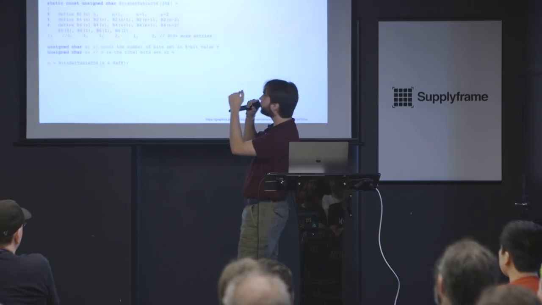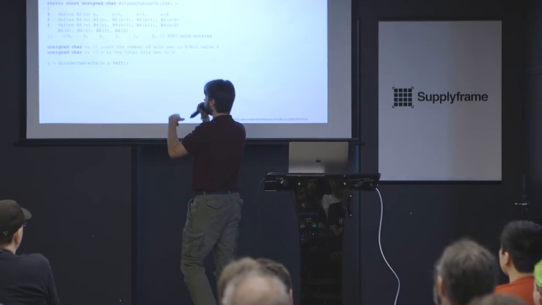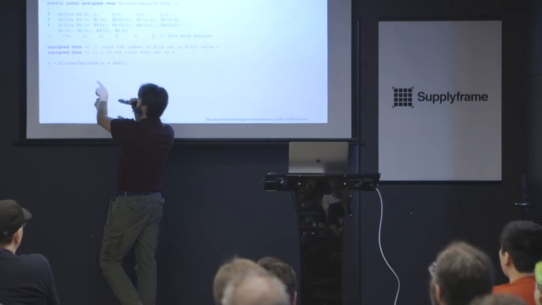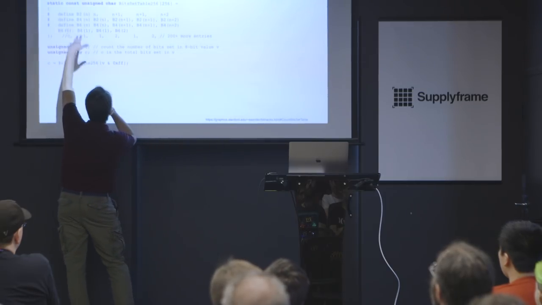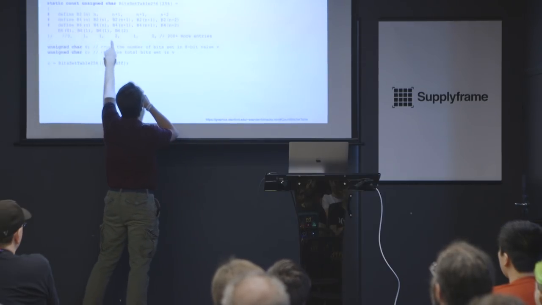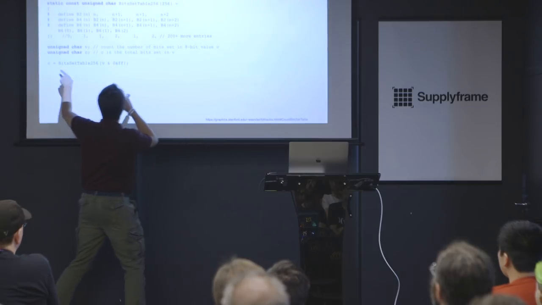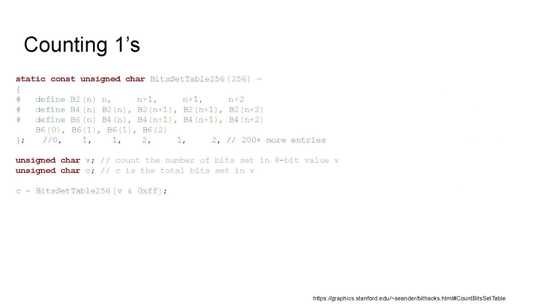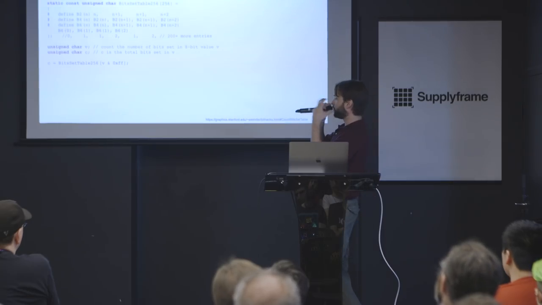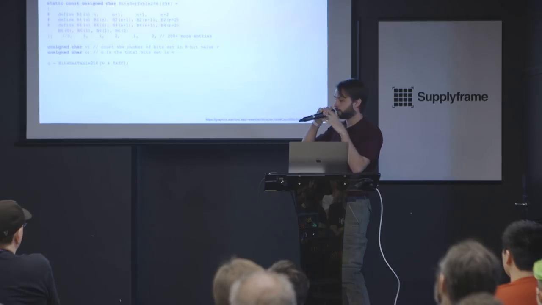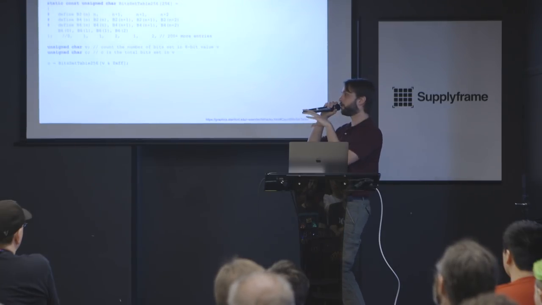But if you look a little bit further down on the Stanford Bit Twiddling Hacks site, they have this example where they use some macros, don't worry about that. But it produces this table where for every possible 8-bit value, you have the answer of how many ones are in that message. Now, the real power here comes when you start mixing these tables, when you can decompose your task into smaller pieces.